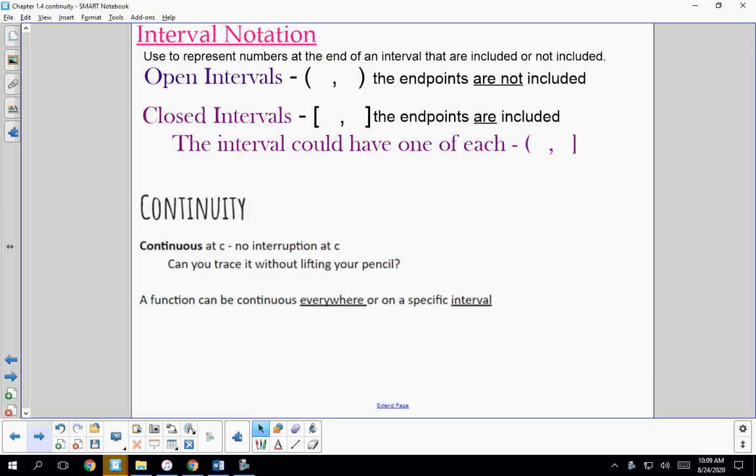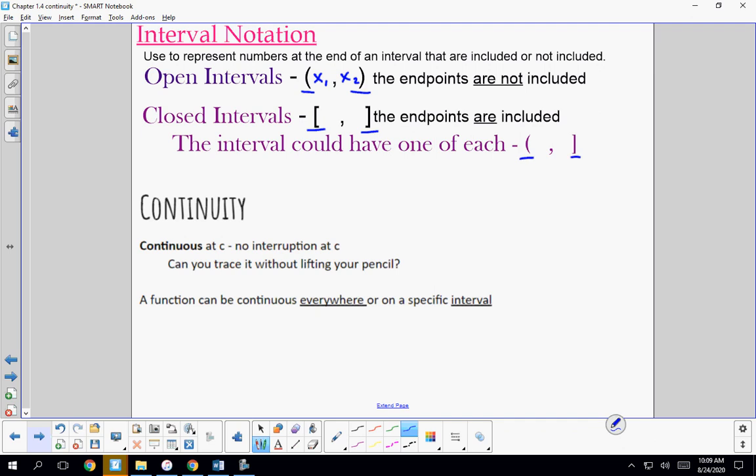Interval notation, just as a recap: an interval uses X values. If we see parentheses, that means the endpoints are not included. These will always be X values, like a first X value and a second X value. This is not an ordered pair if it's an interval. If we see a closed interval, we're going to use brackets. Again, one could be included, one could not be included.